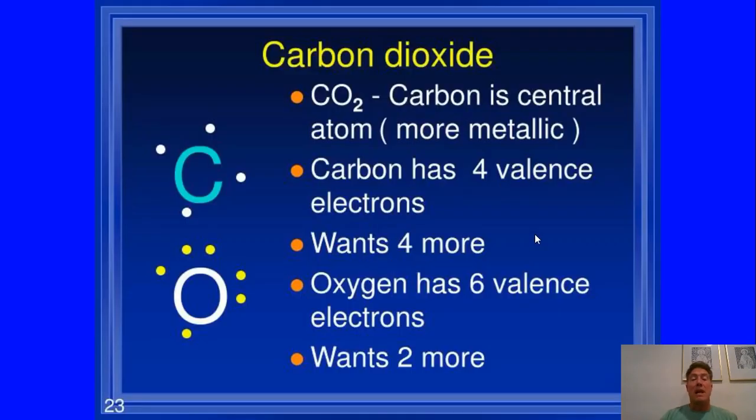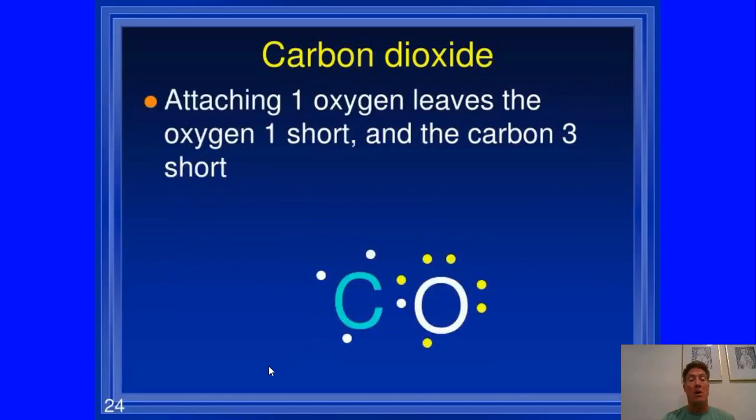Let's look at carbon dioxide. Carbon is the central atom because it's more metallic. Carbon has 4 valence electrons and wants 4 more. Oxygen has 6 valence electrons and wants 2 more. So if we attach 1 oxygen, well, that's going to leave the oxygen 1 electron short. And the carbon is going to be left 3 electrons short, right? It went from 4 to 5, but it wants to get to 8.